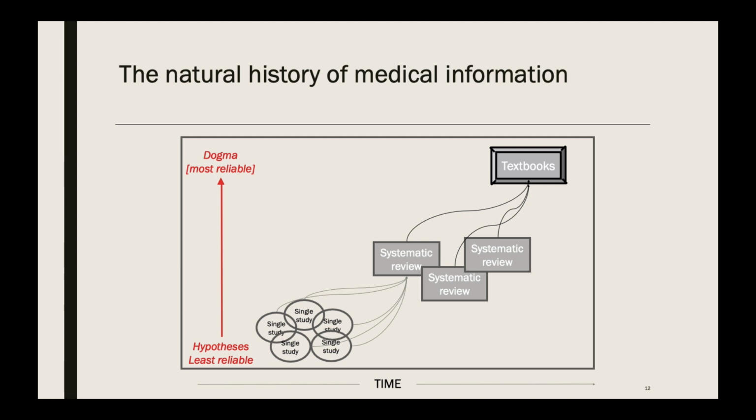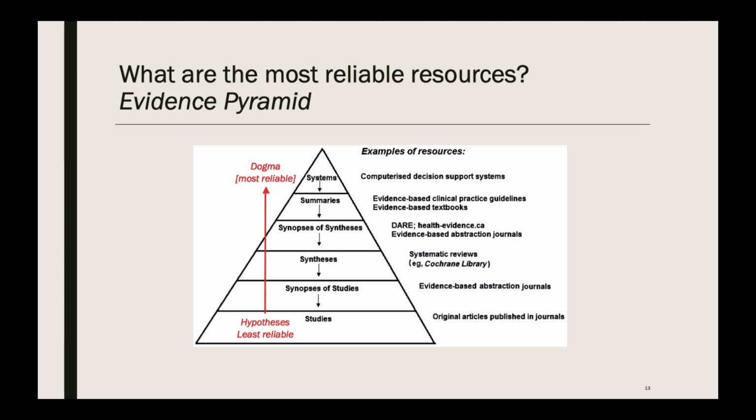It has passed the test of time, and the textbooks generally are considered the most reliable information. It's a dogma to some extent. So this concept of least reliable, most reliable, single study ranging to textbook is best represented as a pyramid. This is the evidence pyramid.